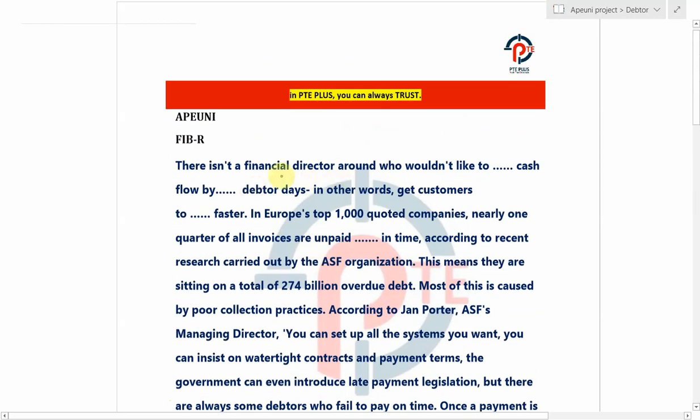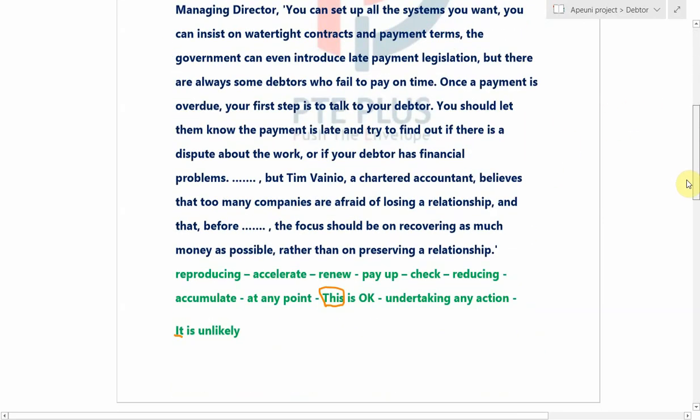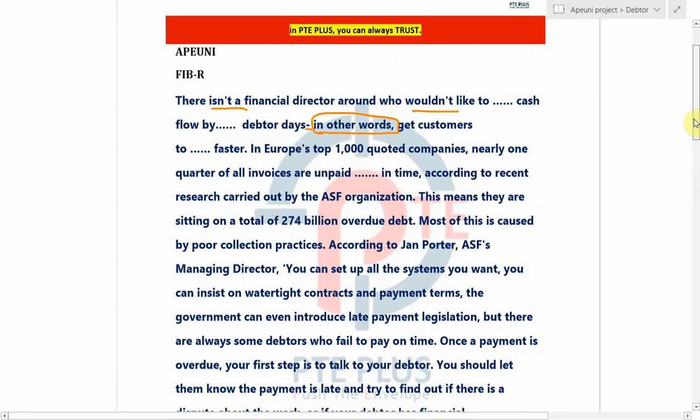Debtor days. There isn't a financial director around who wouldn't like to blank cash flow. It means there are some financial directors who would like to blank cash flow by reducing debtor days. In other words, now it explains what it means: get customers to blank faster. So it's about debt and doing something with the cash flow. Cash flow is the flow of money to your company or your life. It's all about money.